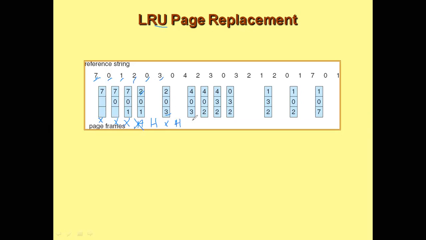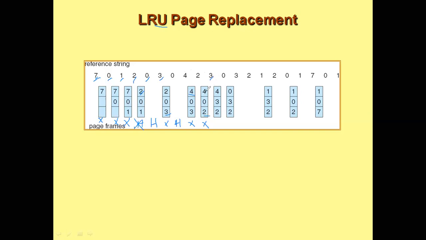Now what about 4? 4 is not in the main memory, so that's a page fault. But which one should you replace? Can you replace 0? No, it is recently used. Can you replace 3? No. What about 2? 2 is the least recently used. So replace 2 with 4. Now coming to 2. Is 2 in the main memory? No, it's a page fault. Which one should you replace? 4, no. 0, no. 3 is the least recently used. So in the place of 3, you put 2.